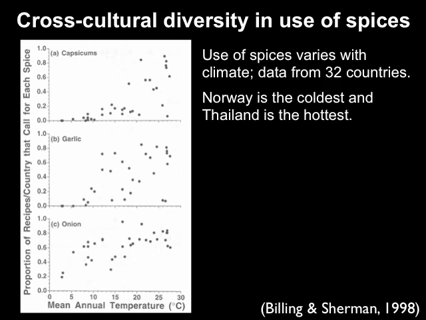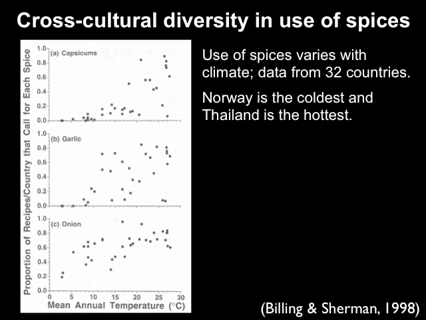So they looked at the use of spices by climate, by the average annual temperature in 32 countries, and found that for onions, garlic, and capsicums, so hot peppers, they found positive correlations. The hotter it was, the more people used these spices, and they used statistical methods to control for availability, to make sure that that wasn't driving this entirely, just that if you're in a hotter climate, it's easier to get peppers.